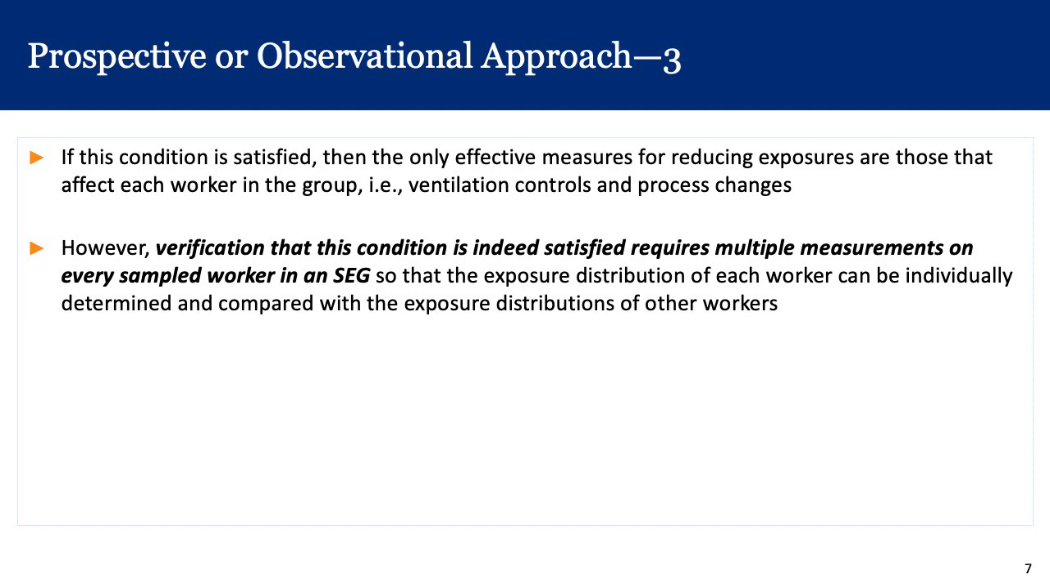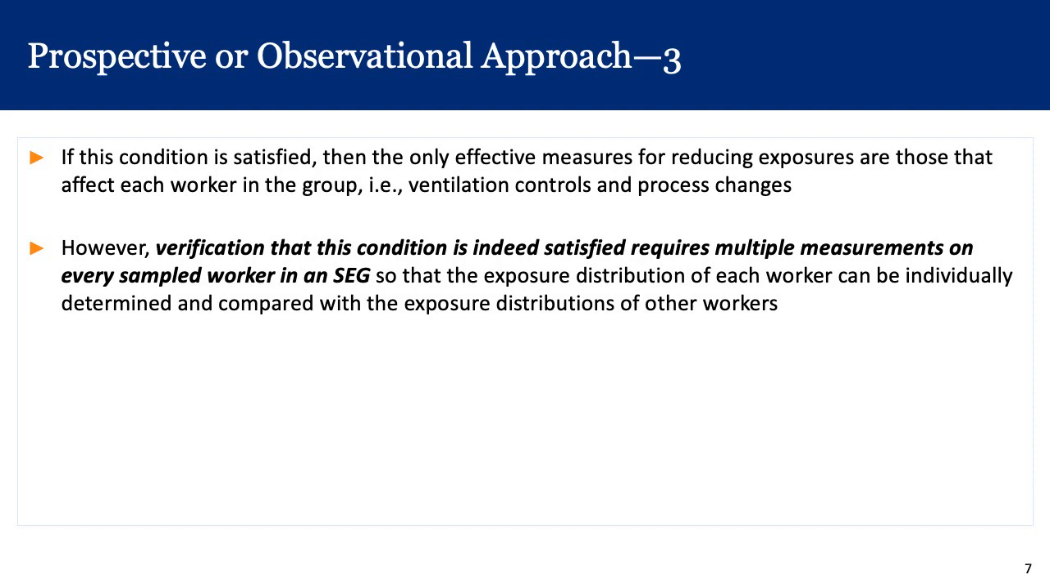So if in fact this is true, that all the workers share the same log normal distribution profile, then the only effective measures for reducing exposures are those that affect each worker in the group. There are no differences in the exposure profiles of the workers, so the only reason for variation is that the environment itself is varying. For example, the ventilation controls might be randomly fluctuating from one day to the next, or the process itself has random fluctuations from one day to the next.